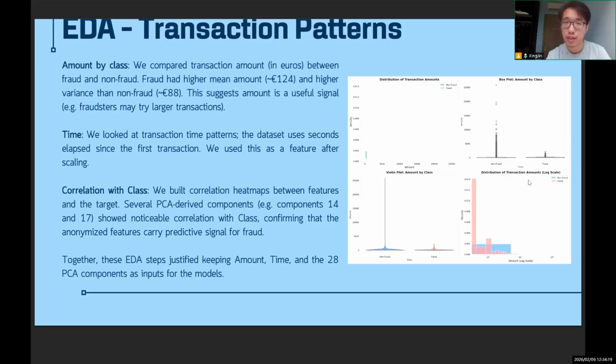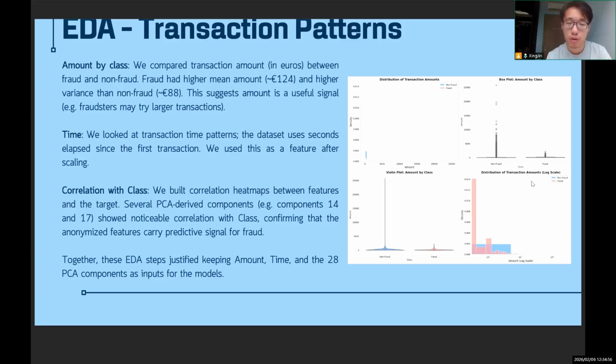And then we used EDA to find the transaction patterns of the dataset. As for the amount by class, we compared transaction amount between fraud and non-fraud. Fraud had a higher mean amount and higher variance than non-fraud, so this suggests amount is a useful signal. For the time, we looked at transaction time patterns. The dataset uses seconds elapsed since the first transaction. We used this as a feature after scaling.